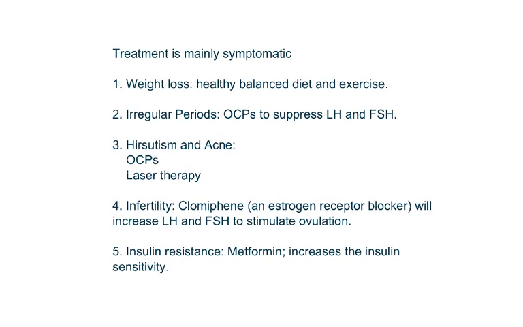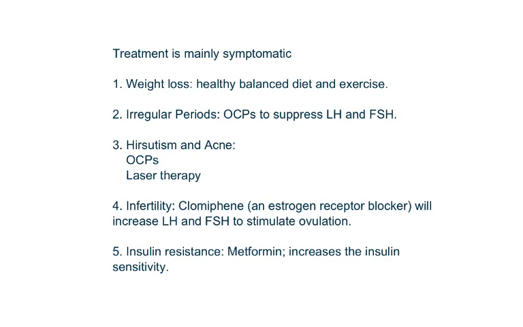Treatment of PCOS is mainly symptomatic. The most important or the mainstay of the treatment is weight loss. Healthy balanced diet and exercise will help you regulate your periods and decrease the symptoms of hyperandrogenism. For irregular periods particularly, you can give oral contraceptive pills to suppress the production of LH and FSH. For hirsutism and acne, you also give oral contraceptive pills, and you can use laser therapy along with it.